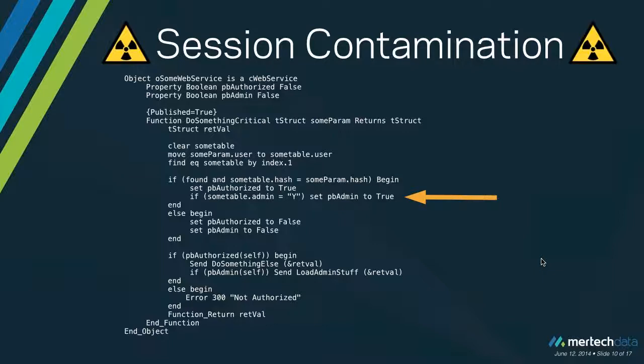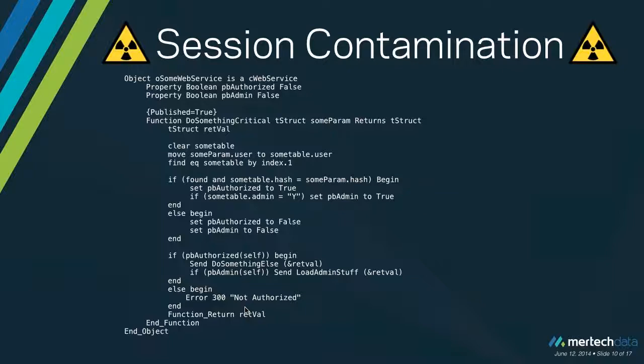Do you see the issue here? Although I'm setting admin to true, if the user is not an admin, I'm never setting it to false to take admin rights away for this second request. Now, I'm setting it to false down below there, if they're not authorized, I reset it there. But I'm not resetting it in this case. This is the sort of subtle bug that occurs in a session contamination environment. And it's the sort of reason why we avoid using properties in web applications, if at all possible.